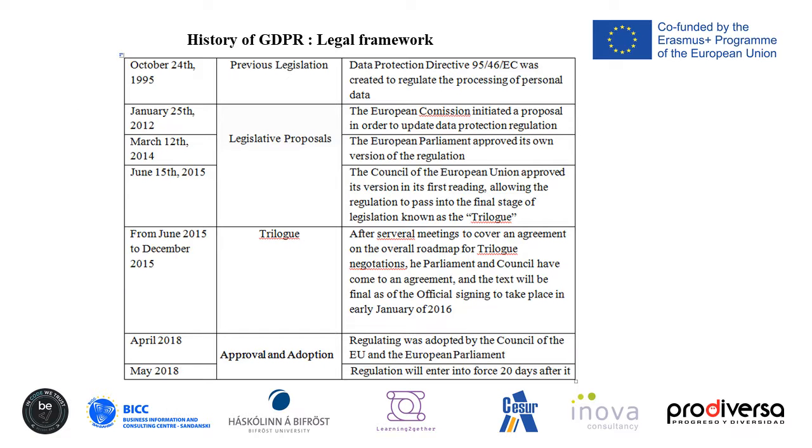And now let's talk a little bit about the history of the GDPR and its legal framework, which means how did we arrive at May 2018. Before the GDPR came up, the Organisation for Economic Co-operation and Development published its guidelines on the protection of privacy and transborder flows of personal data.